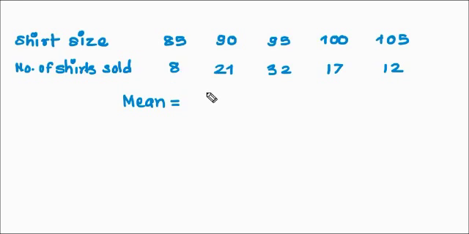So what is the sum of observations? Sum of observations here comes to 90. Divided by 5 will give us 18. So if he now decides to order 18 shirts of each size, then will it suffice?